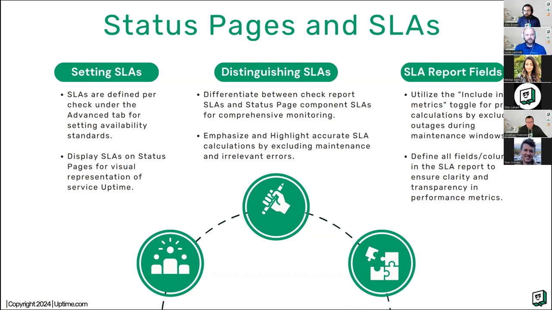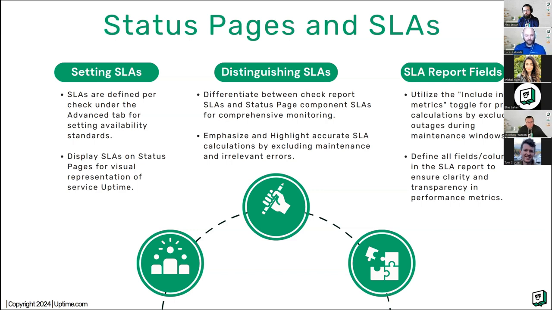So, distinguishing between SLAs, you have SLAs for individual check reports as well as for status page components for comprehensive monitoring. You can differentiate between those as necessary. Maybe you need a different SLA for a single check versus a component. You can differentiate between those things as needed. And that also allows you to emphasize and highlight your accurate SLA calculations by, again, excluding maintenance windows that are known downtime that don't need to be accounted for in your actual downtime percentage.